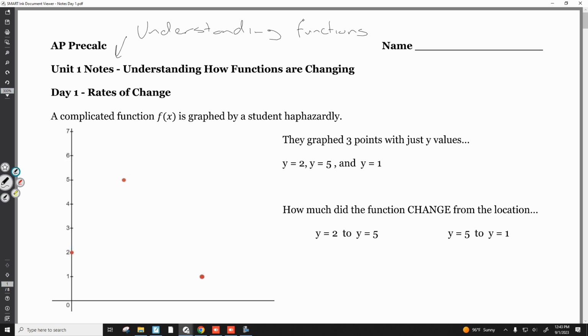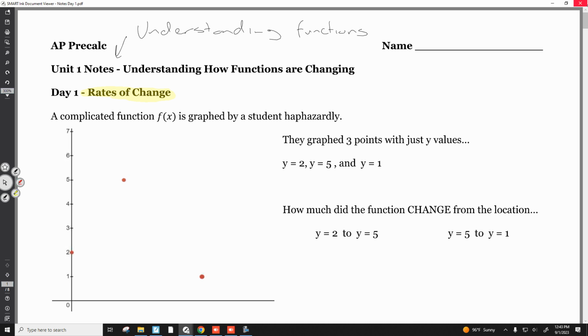Today, in Unit 1, we're focusing mostly on how functions are changing. How is this function changing? And we will talk about how functions are changing, rates of change. Okay? Cool. And I had my helper in here, and I told him, here's a complex function, please graph it.